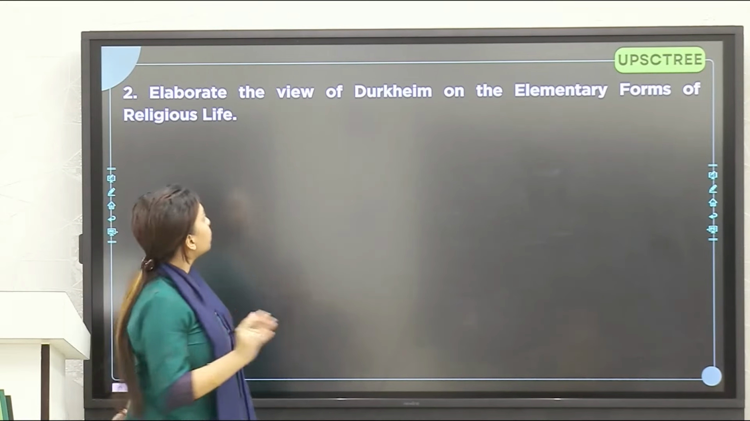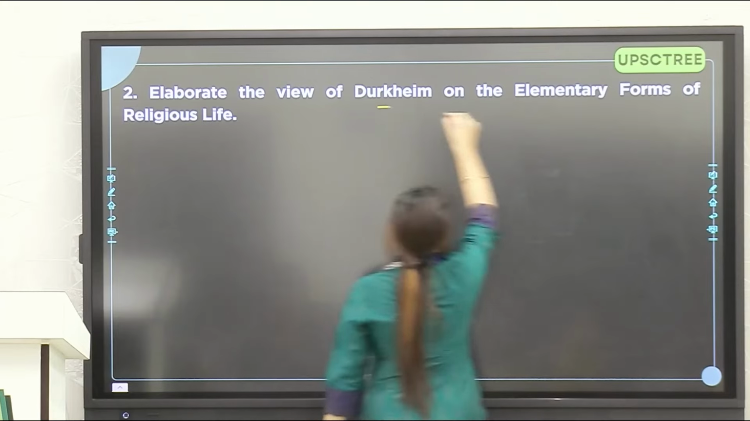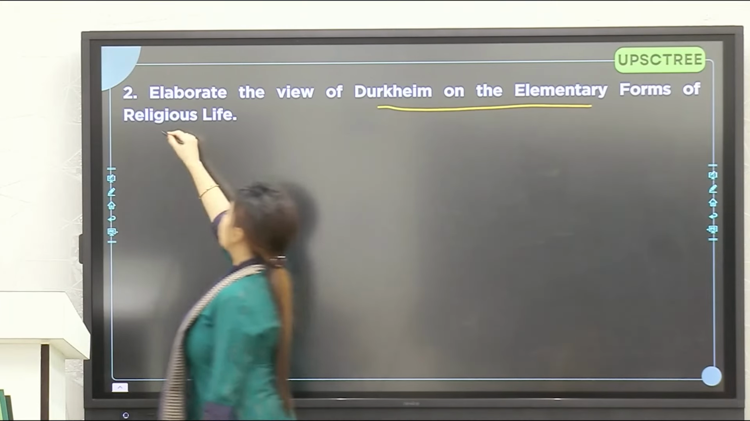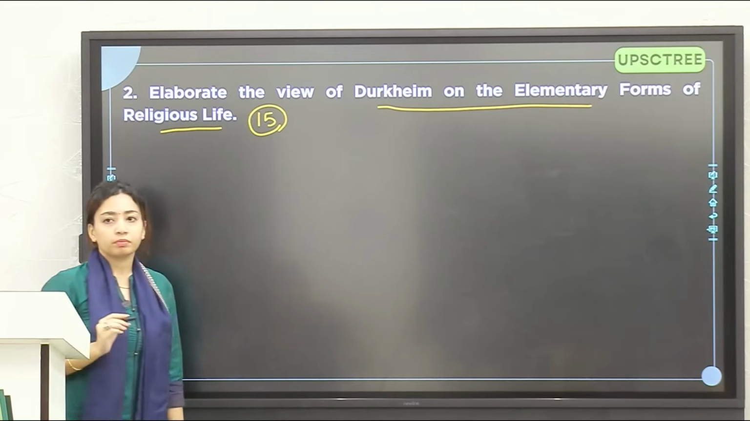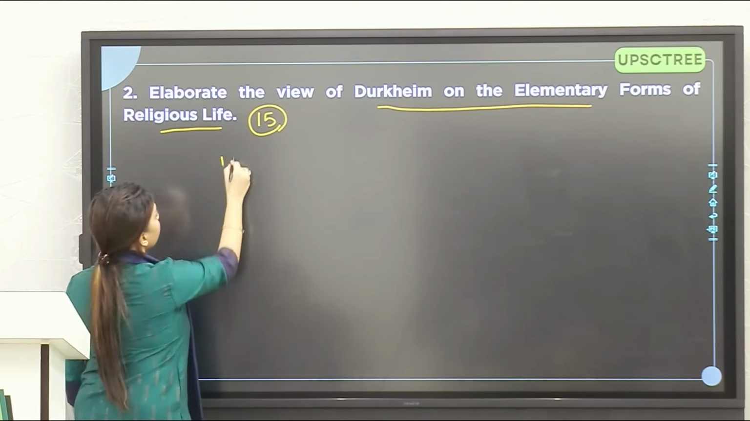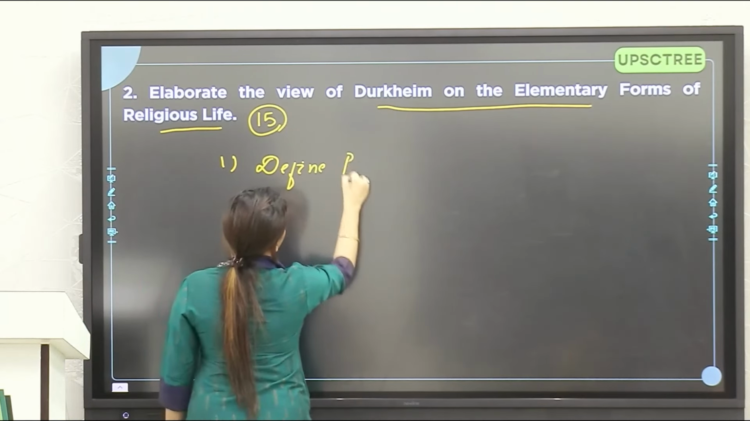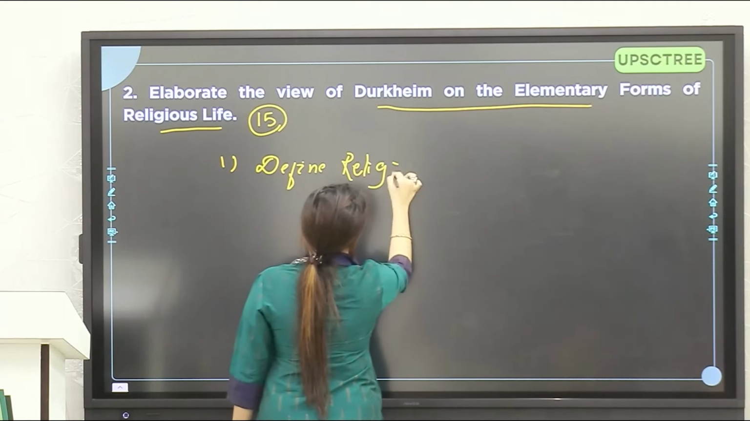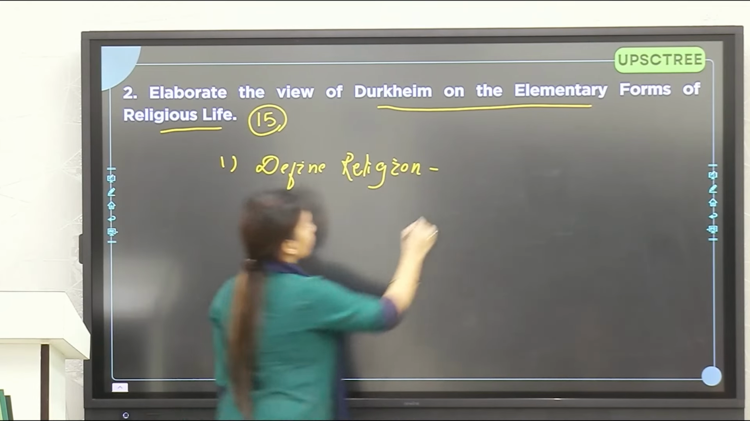So tell me, what are the keywords that must be there in this answer? It is a 15 marks question. Firstly, what will you do? What should be the structure of the answer? Firstly, you will define religion as given by who? Who gave this thesis? Emile Durkheim.